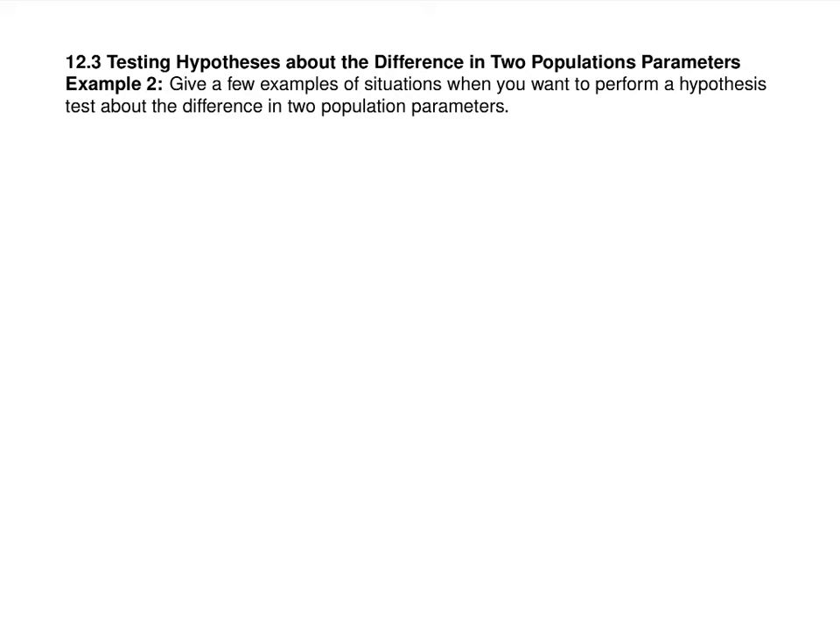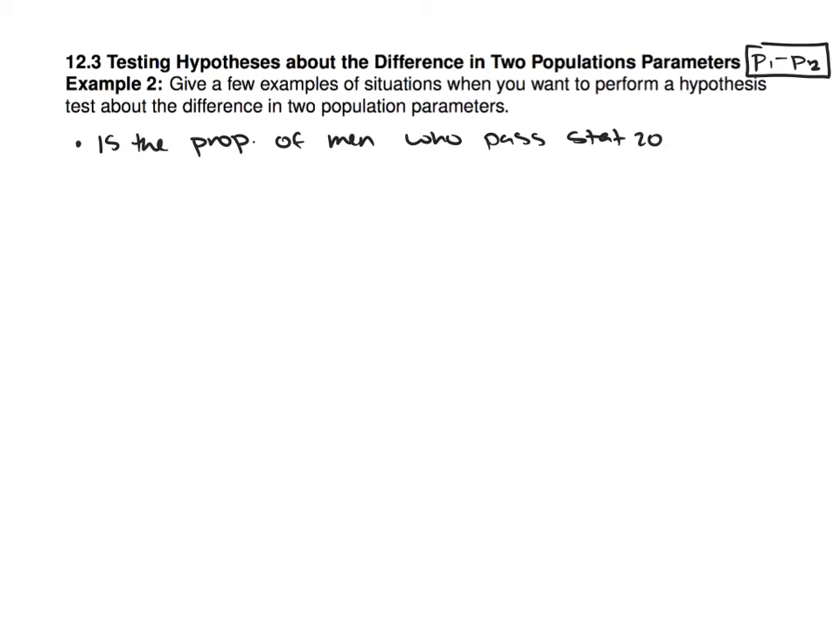So the next unit talks about the differences in two population parameters. We're going to be talking about one population parameter minus another. And the first thing I'd like to talk about is some examples of situations where you'd want to care about these two different proportions. And so here are mine. Is the proportion of men who pass Stat 200 different than the proportion of women?